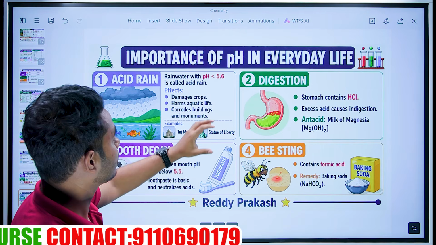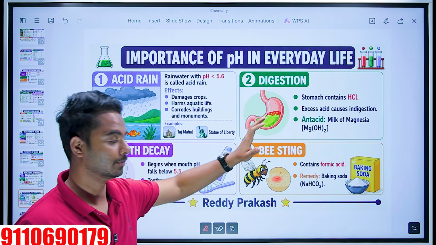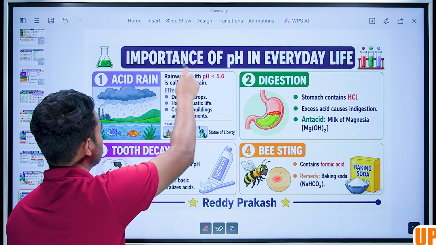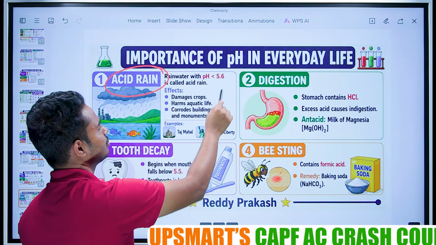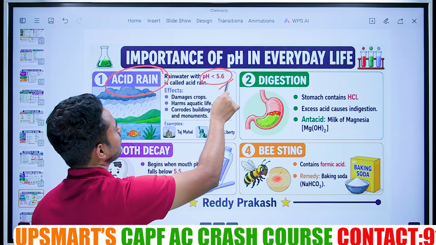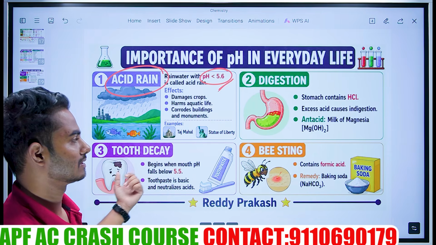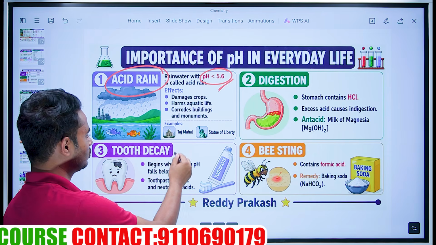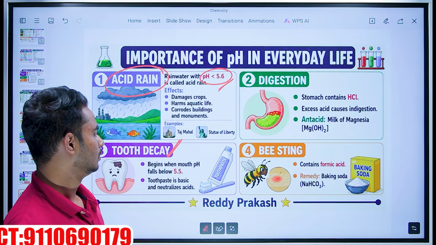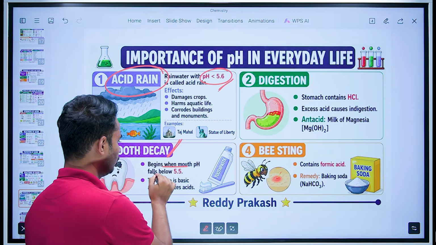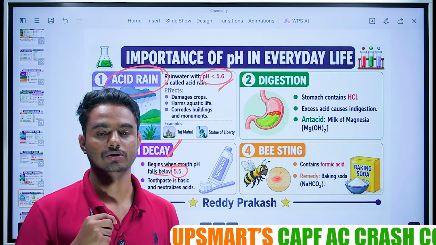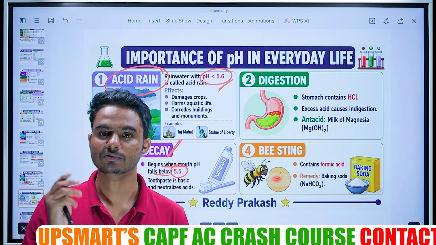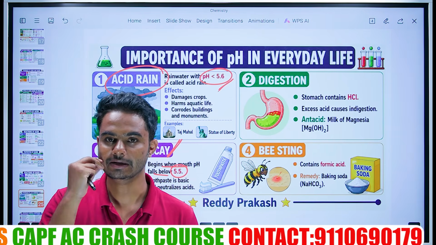Next one, importance of pH in everyday life. You can study all these things. Acid rain, you remember the acid rain, right? Acid rain means pH should be less than 5.6. This number is important. Other things you can study through the slides. Second is tooth decay. Tooth decay begins when the mouth pH becomes less than 5.5.